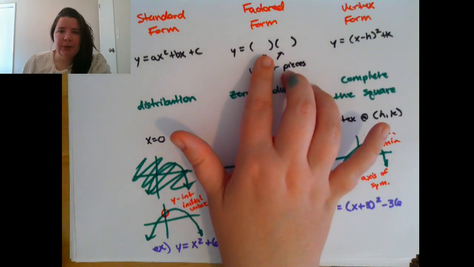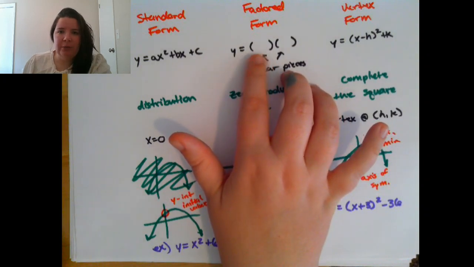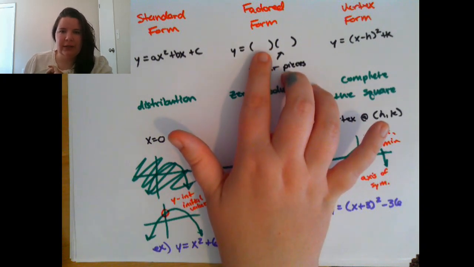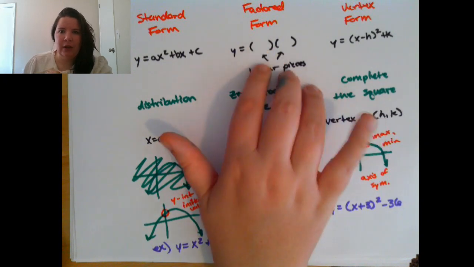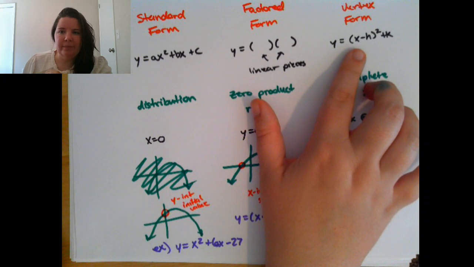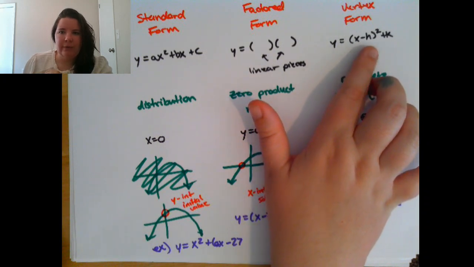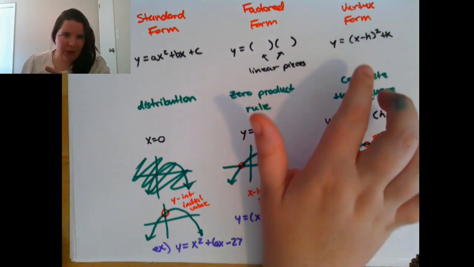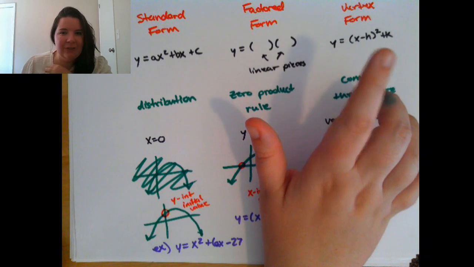Factored form is when we take our quadratic and we break it into just linear pieces so that they're easy to work with. So I have just linear pieces multiplied together to give me my quadratic. Vertex form, this is the new one, this section. Vertex form looks like a perfect square plus something. It could also be plus a negative as well.